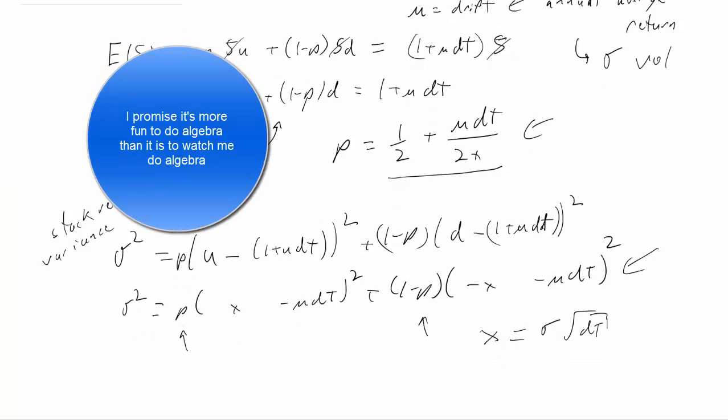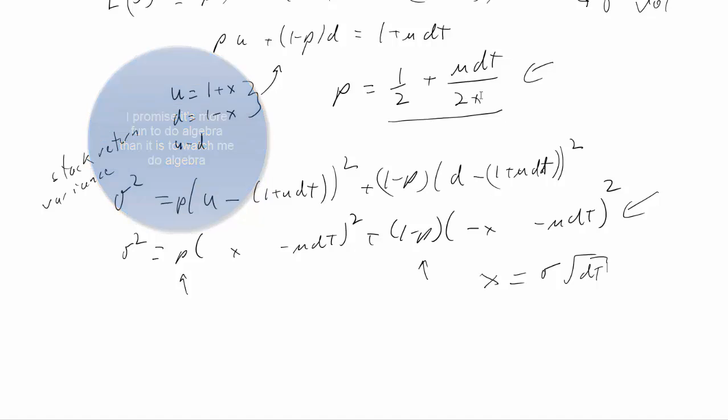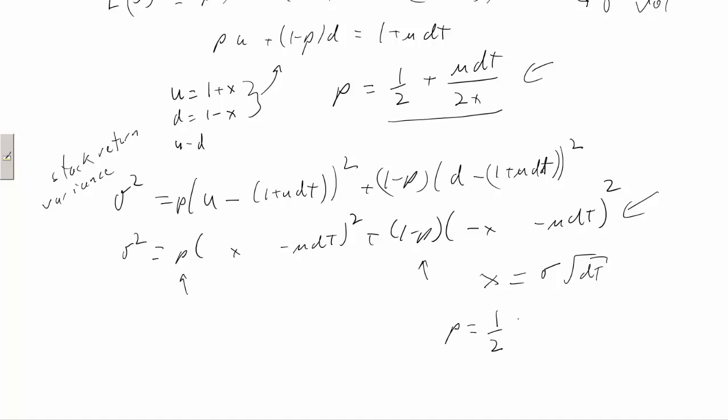Now I know what x is. Then I can substitute that into this x. That means the probability that the stock goes up is 1 plus mu dt all over 2 sigma root dt. I've got a dt on the top and a root dt on the bottom. We can just cancel that to be root dt. So now I've got the p and the x.